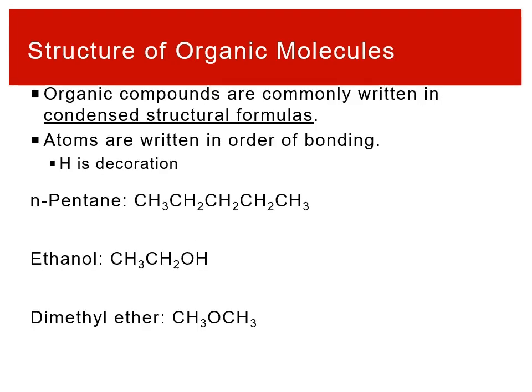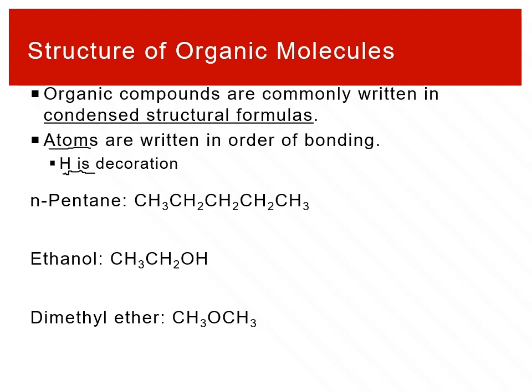So a lot of times we use what are called condensed formulas to describe organic molecules. This is like a molecular or chemical formula where it's just the atoms, but there's a little bit of structural information. We write the atoms in the order of bonding, and we're really just looking at the non-hydrogen atoms. Our hydrogen atoms are just looked at as decoration, like we've seen previously when we're making Lewis structures. And so we really are looking at the connections between the non-hydrogen atoms.